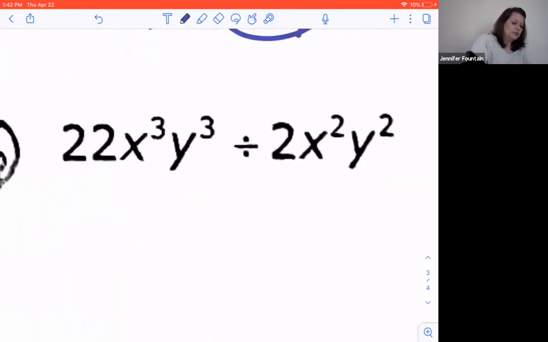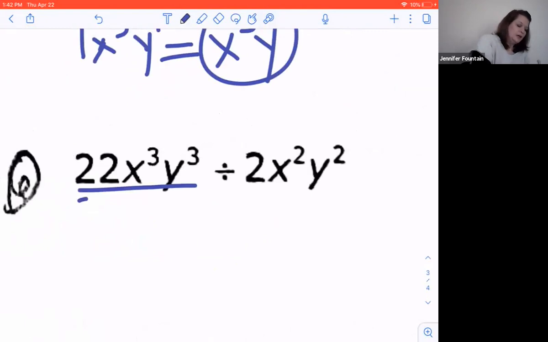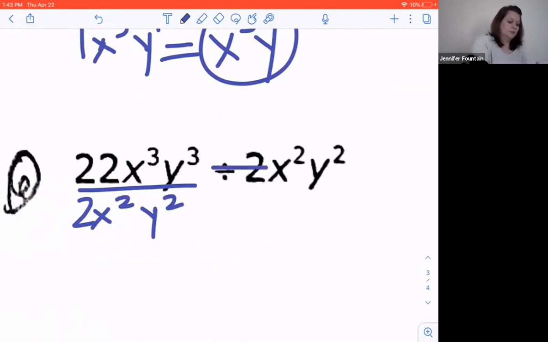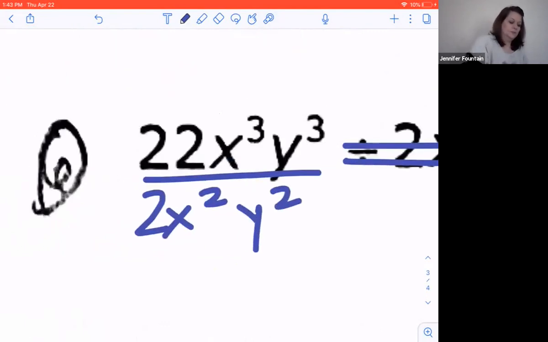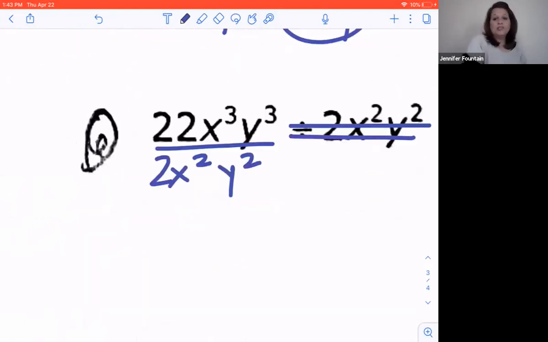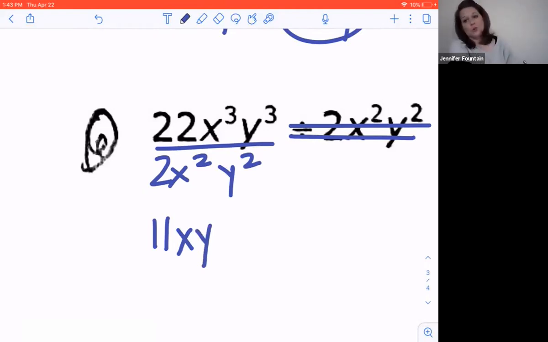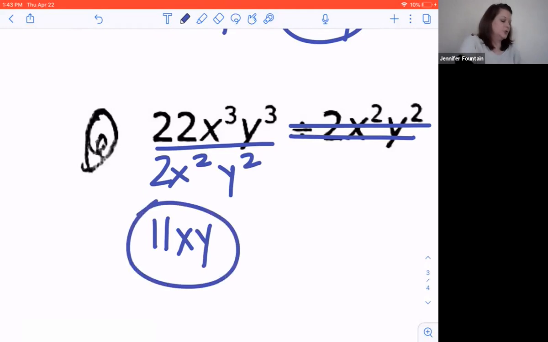And then number 6, I'm dividing by 2x squared y squared. So 22 divided by 2 is 11. X cubed divided by x squared means I'm going to have x, and I do 3 minus 2 is 1. So I don't even have to write my exponent of 1. And then same thing with y cubed and y squared. I'm going to have my y, and 3 minus 2 is 1, but I don't have to write that exponent of 1. So my answer is 11xy.